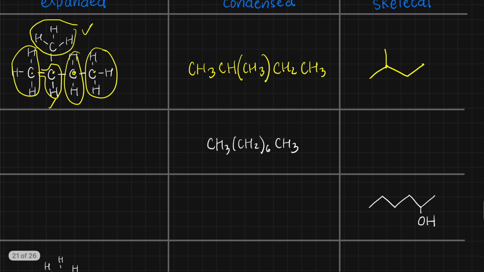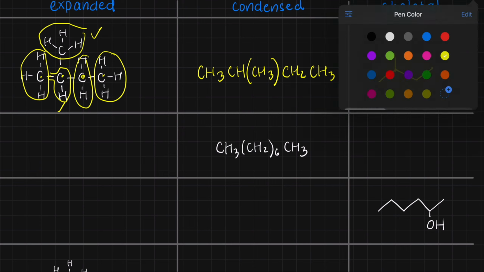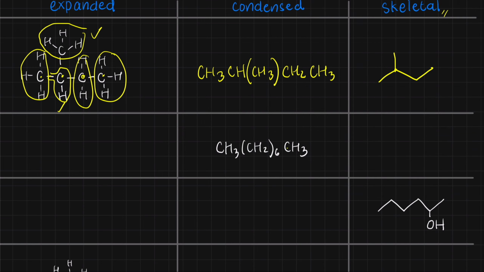How about the second example where we have a condensed formula? Here, it's up to you if you want to start here or here. But I think skeletal is easier, so I'll just do that first. I see here that I have a carbon at the end, and another carbon at the end, so that's 2. But I have 6 in the middle, and the fact that it's in parentheses means that you just draw it straight. So 1 plus 6 plus 1, and just draw 8 carbons in a straight fashion. 1, 2, 3, 4, 5, 6, 7, 8.